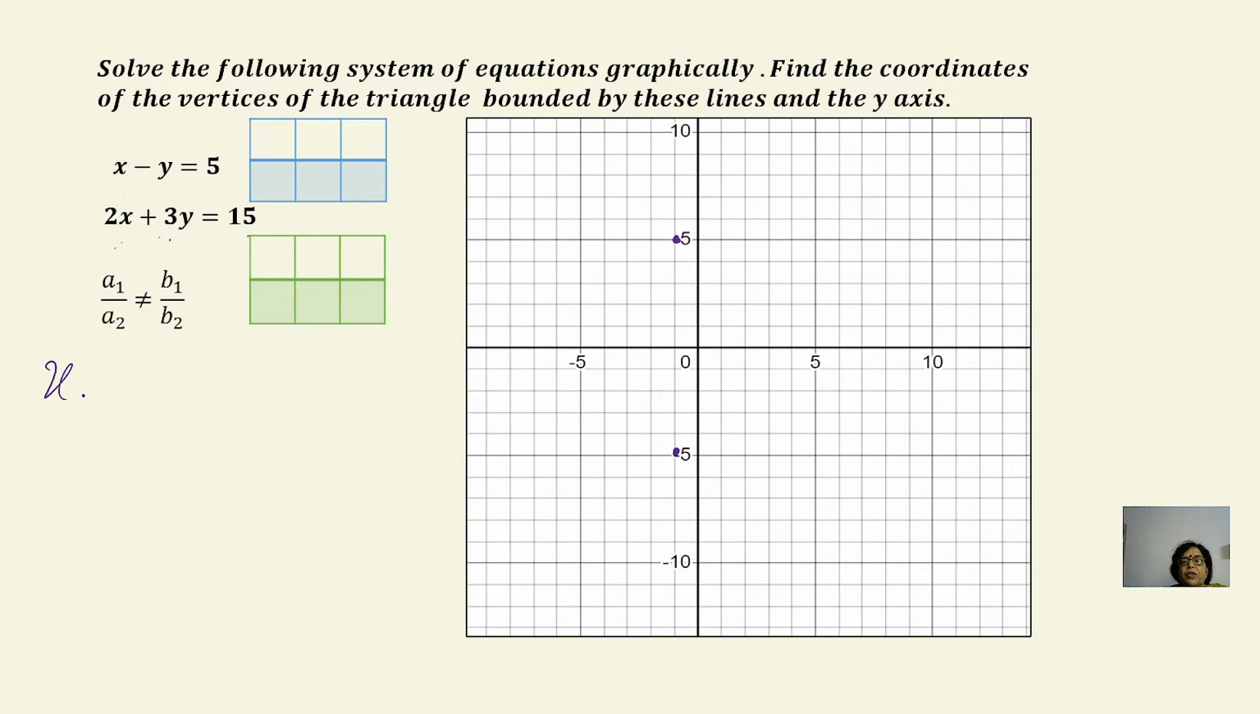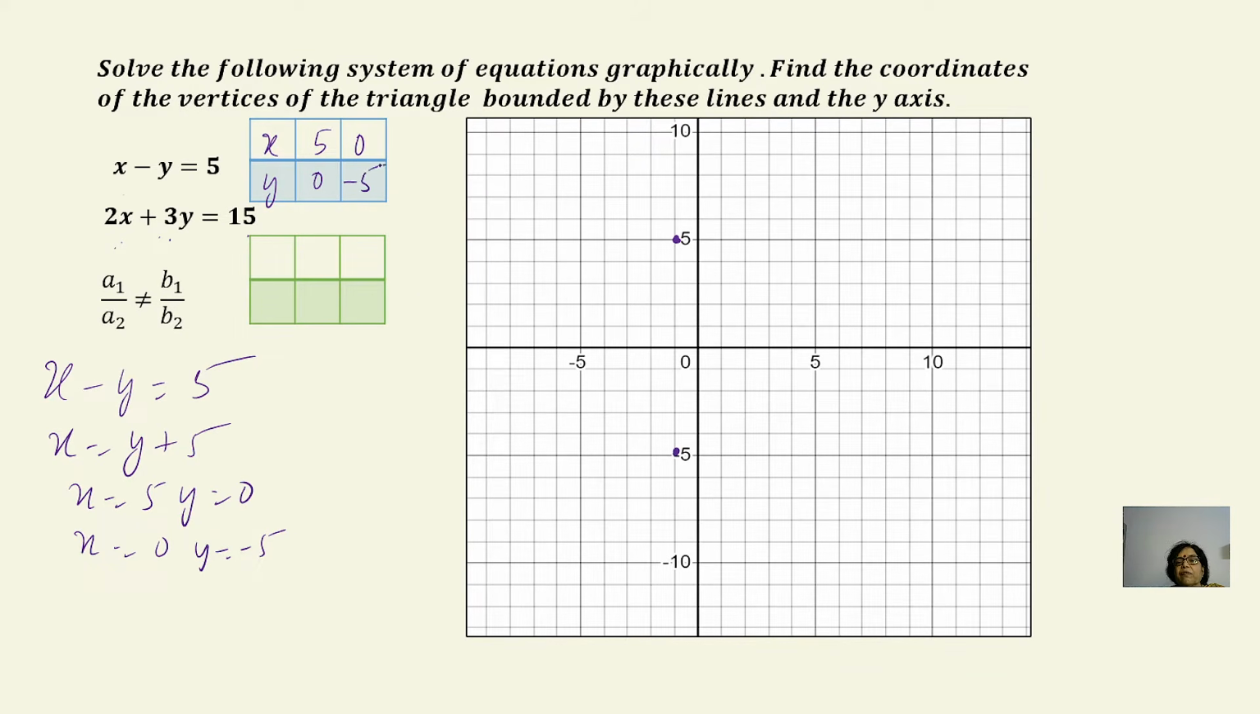So first what we do is we take this equation and rewrite this as x equals y plus 5. So if y is 0, x will be 5. If x is 0, y is equal to negative 5. So we take the chart over here and write down the points. This is 5 and this is 0. If this is 0, this is negative 5.